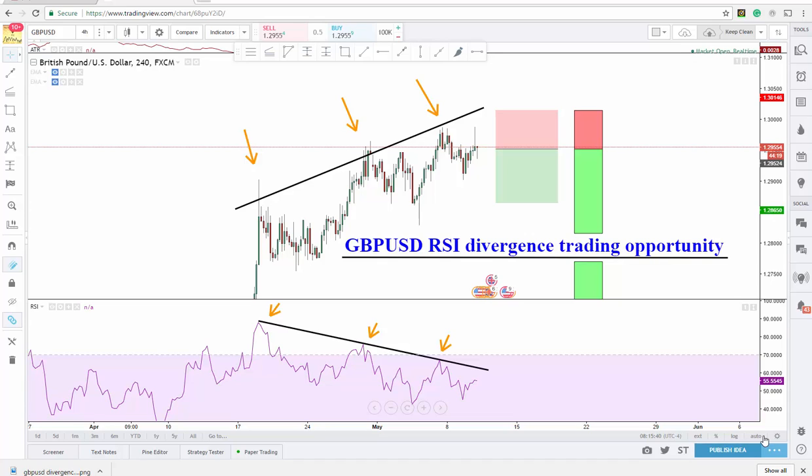In today's video, we're going to be talking about the pound dollar. We're going to be talking about some RSI divergence. I'm going to be talking about exactly what RSI divergence is and how you can use it in your trading and incorporate it into strategy creation.